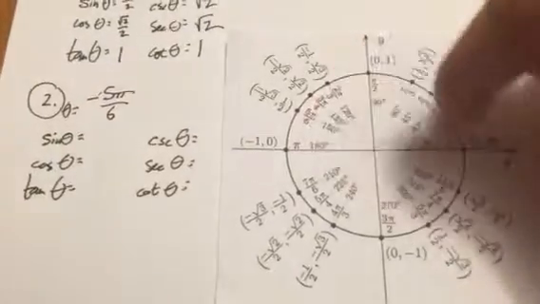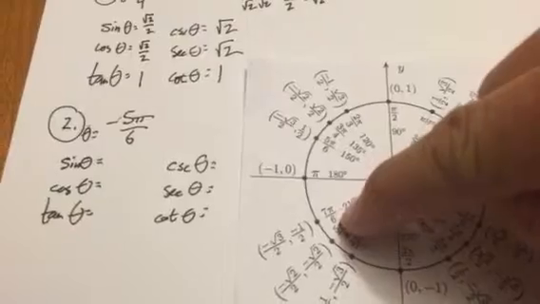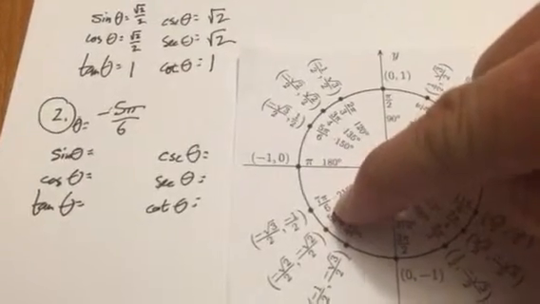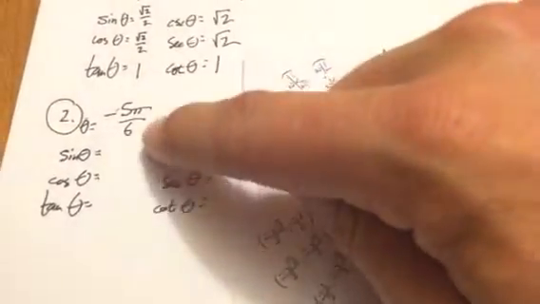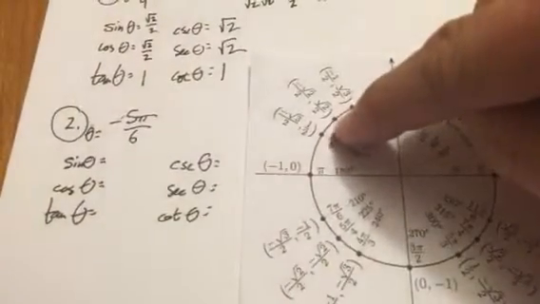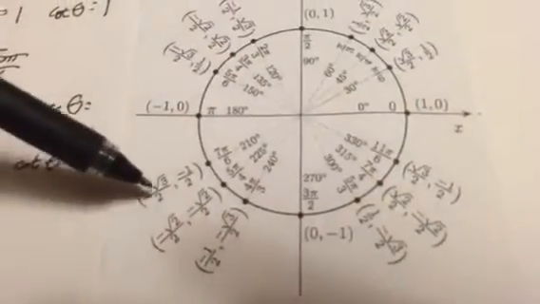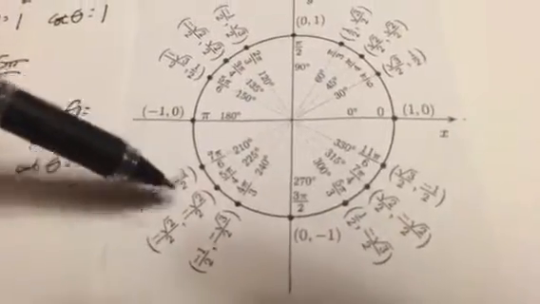Positive 5 pi over 6 goes to here. So negative 5 pi over 6 would go to here, the 7 pi over 6. I could also go 2 pi plus that, and that'll give me this. But I just like to do this little symmetry of it. There's the positive version of it, so this must be the negative version of it. So as I look at that, I see that x is negative root 3 over 2, y is negative 1/2.